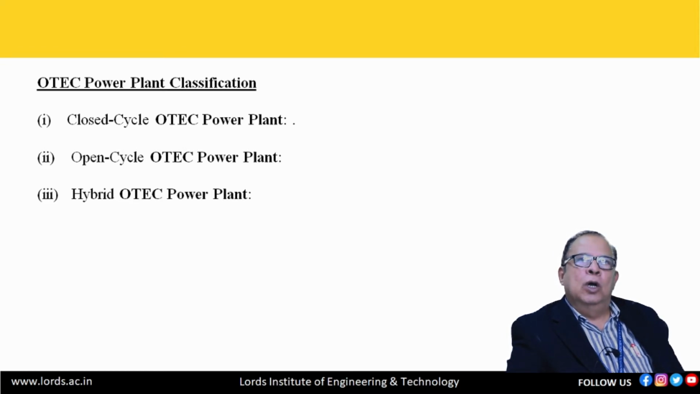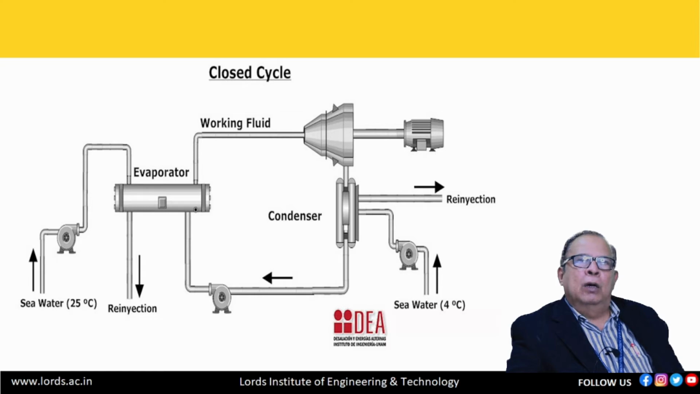So this is the closed cycle OTEC power plant. You can see this is seawater we are using. This is a closed cycle, so that means here we have two circuits, right? Here this seawater at room temperature, 25 degrees centigrade, is sent into the evaporator, where the evaporator and condenser are nothing but heat exchangers.